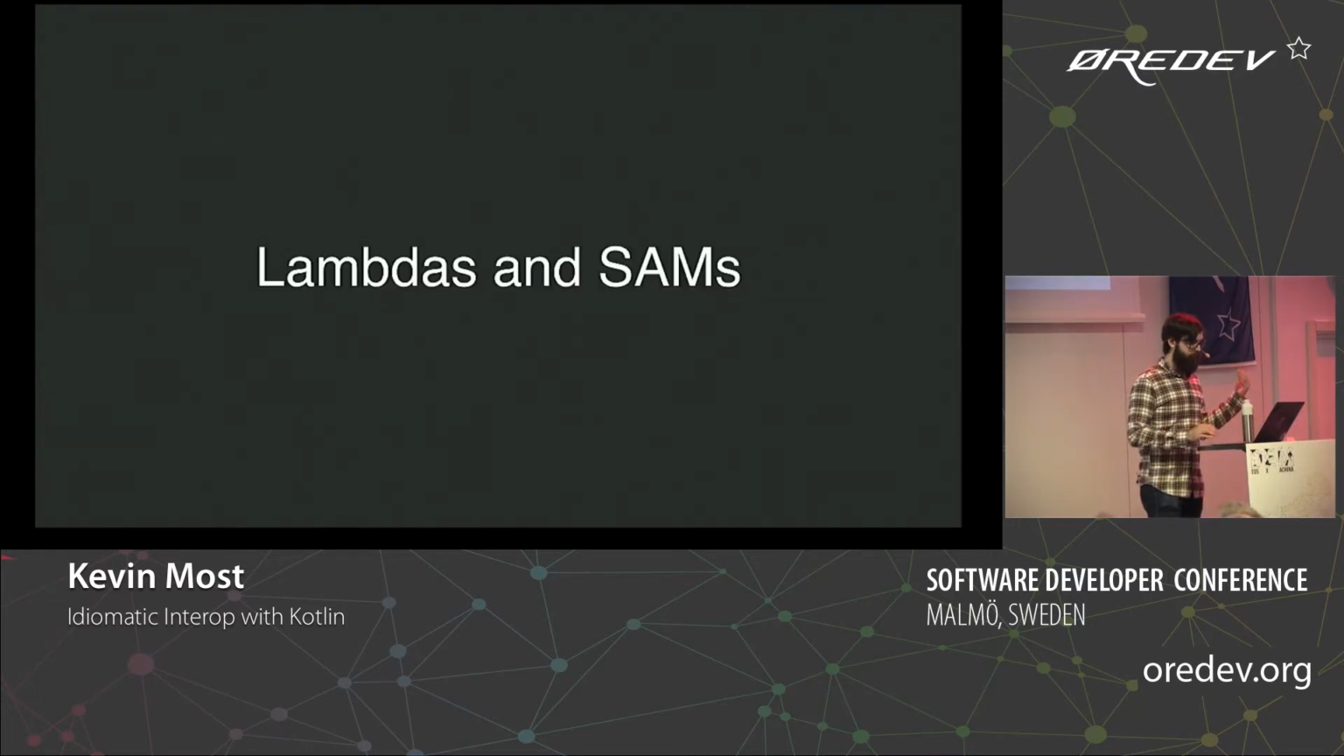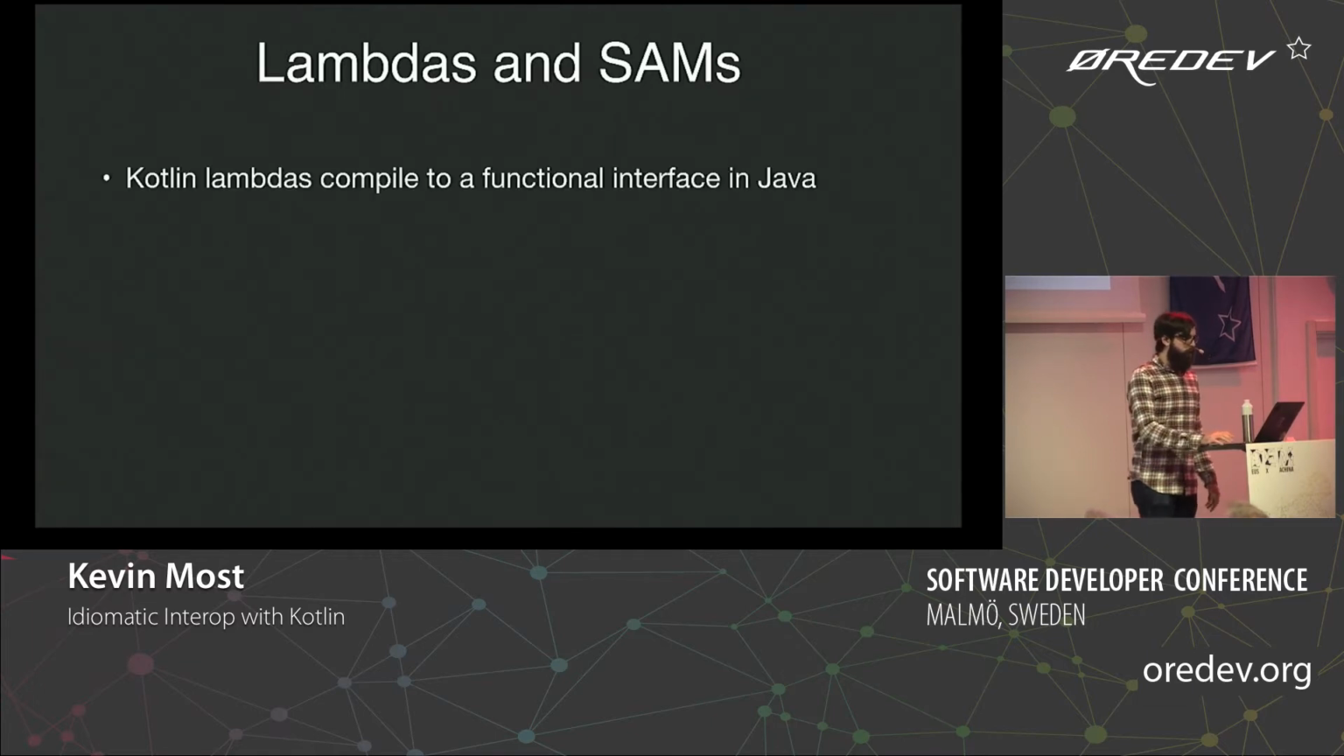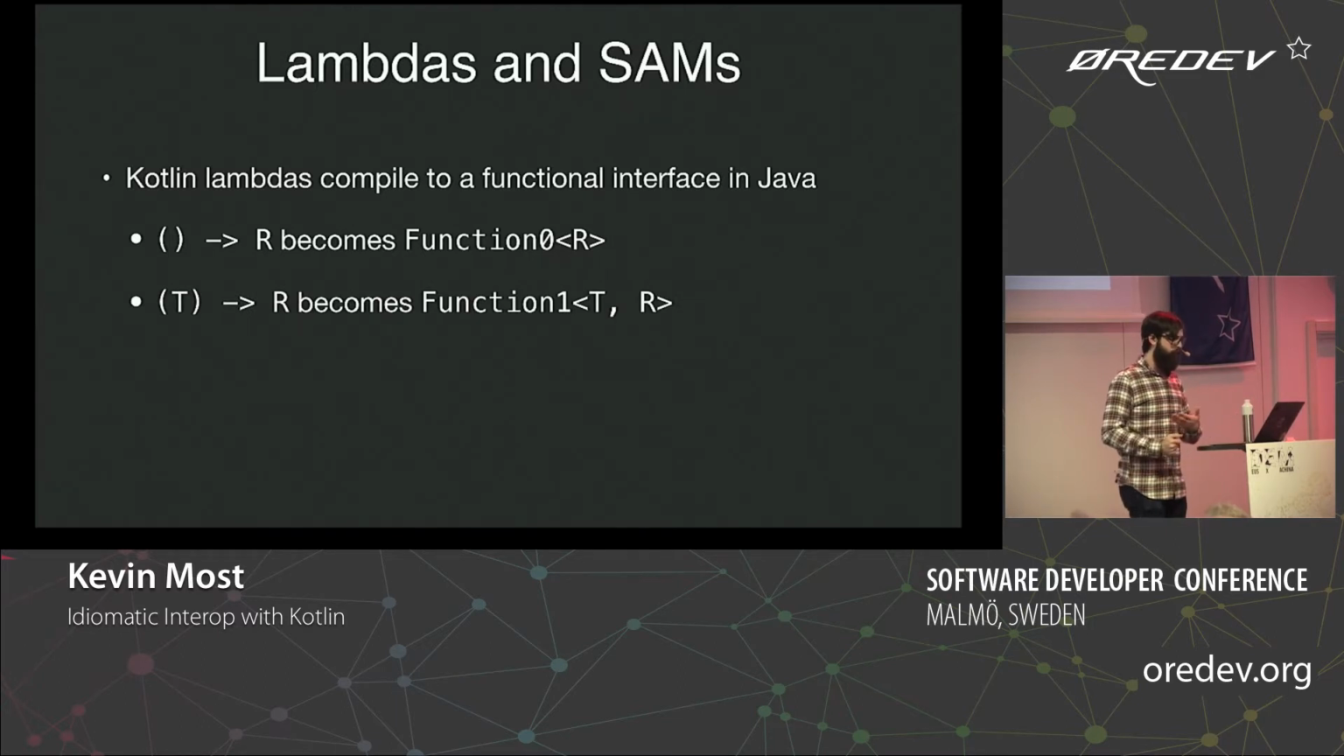I want to touch on some stuff about lambdas, and SAMs, which are single abstract methods, or functional interfaces, interfaces with one abstract method. So in Kotlin, when you have a lambda, it becomes a functional interface in Java. Kotlin has these interfaces in its standard library, Function0, for example, for a function that takes 0 parameters and returns some type. If it takes 1 parameter, it's a Function1, and it goes all the way up to Function23. Don't ever make a function with 23 parameters, but you can.